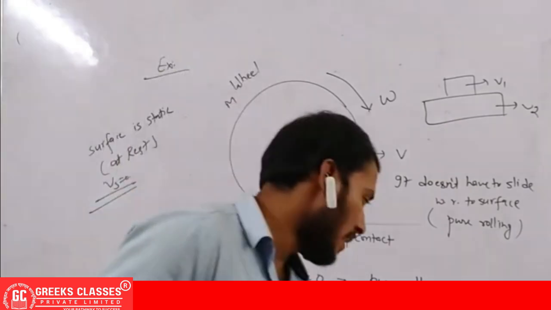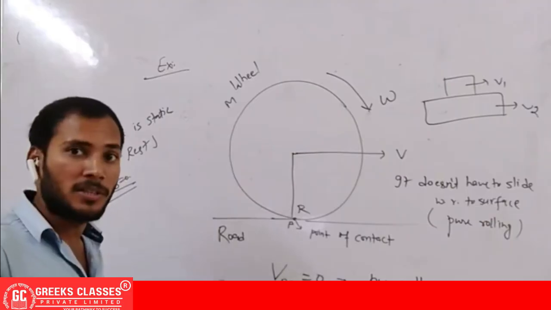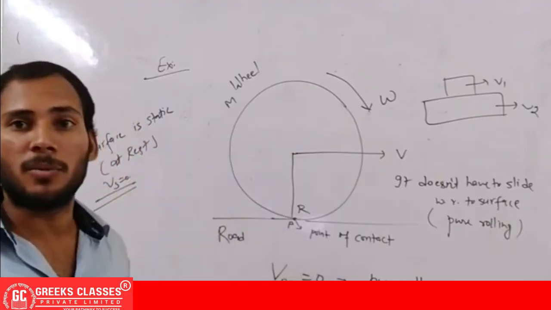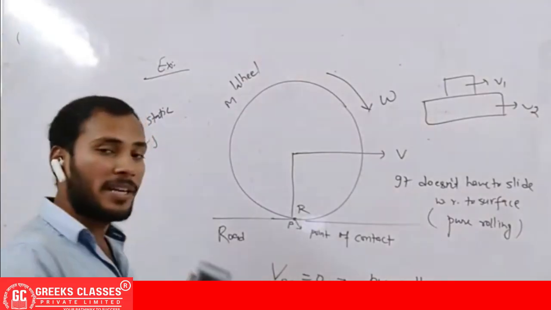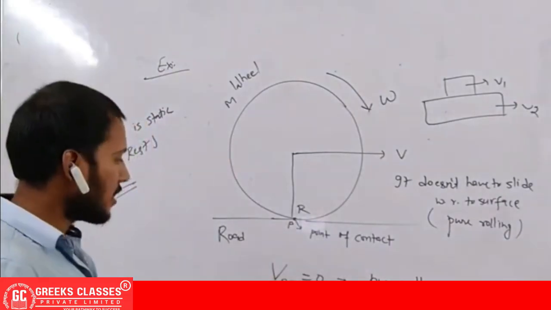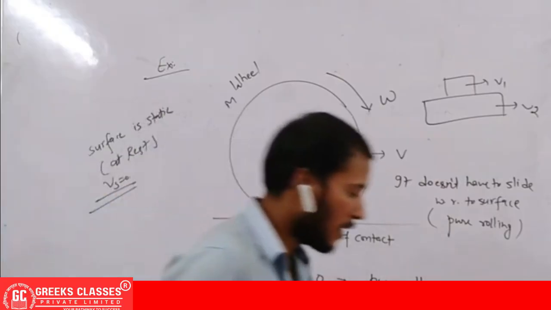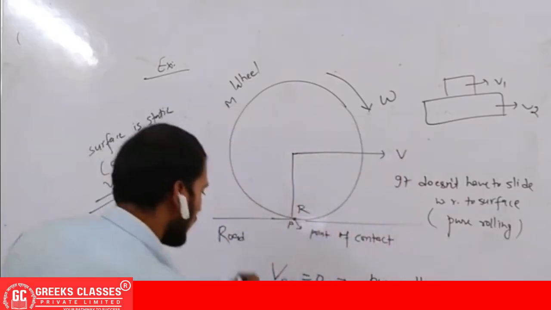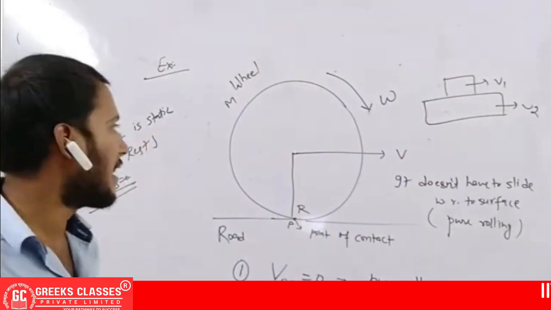Now we will go ahead. First of all, I wanted to make you very clear about this point, because this is the very basic of rolling motion. If you don't get it, you won't get it further. It will be more complex. So this is the very basic: the velocity of point P with respect to the surface should be 0. This is the first condition. Now we will go for the second condition.